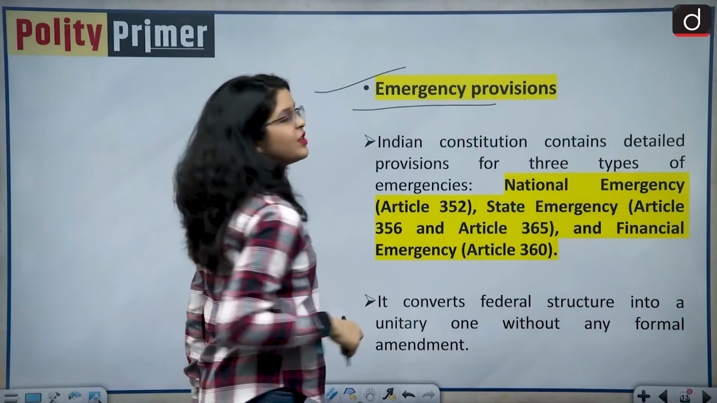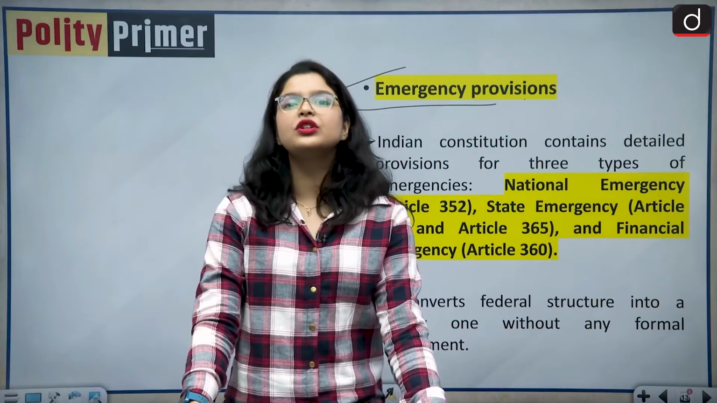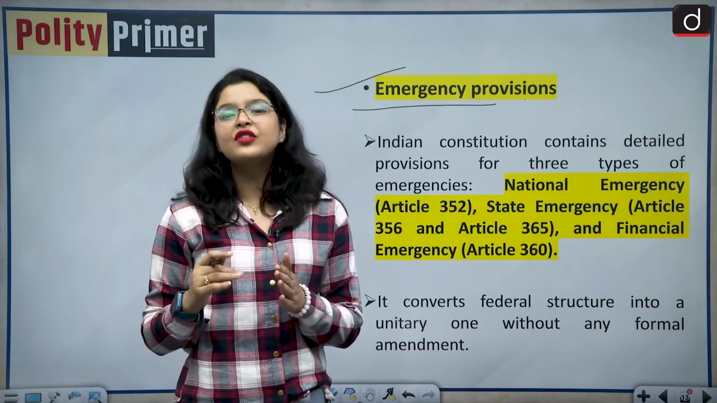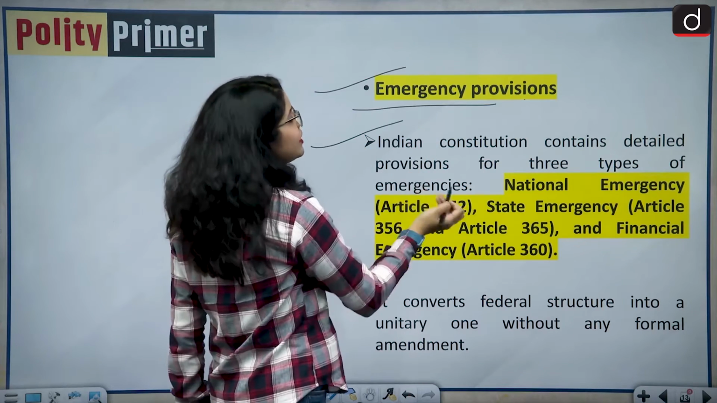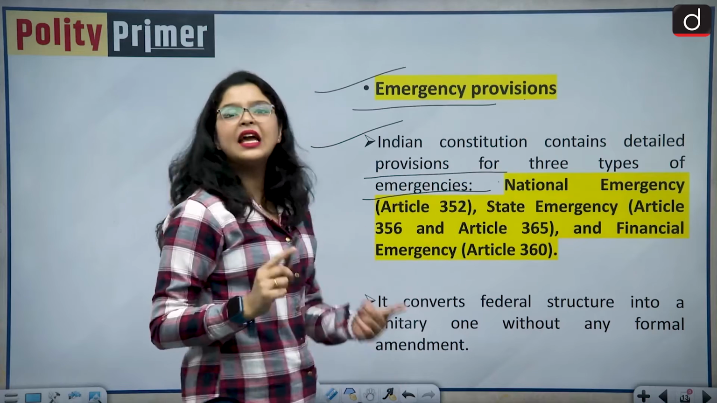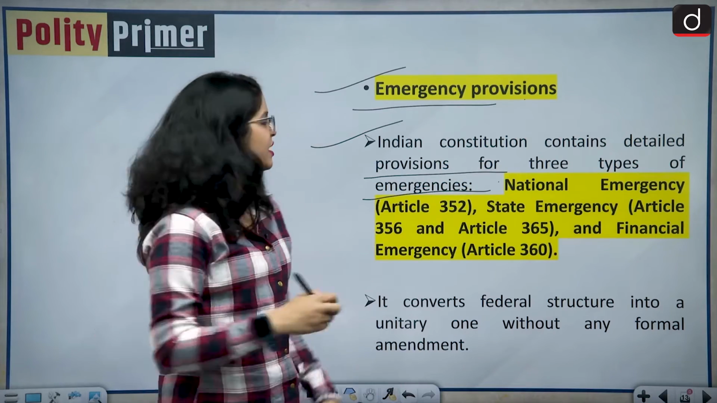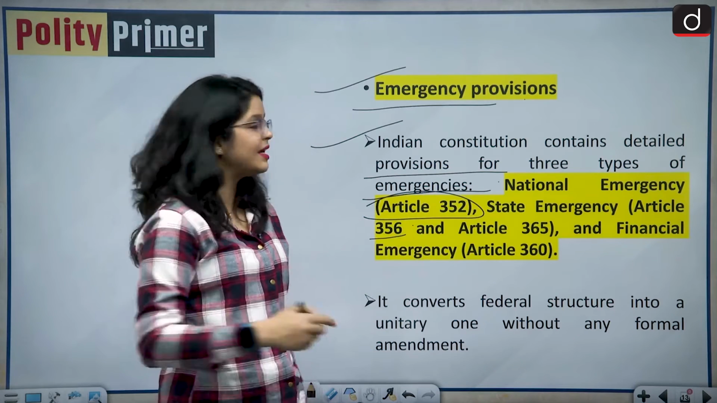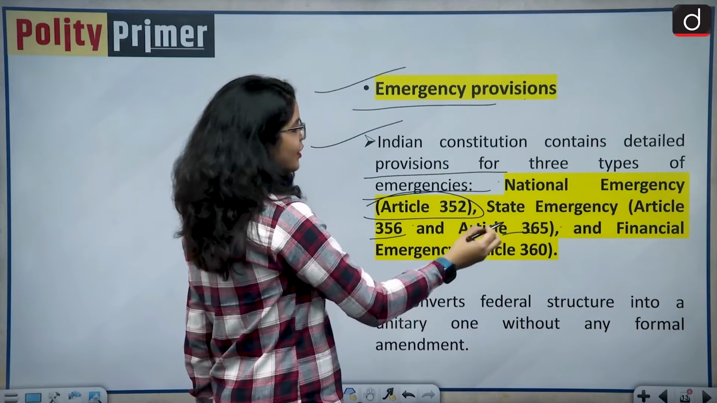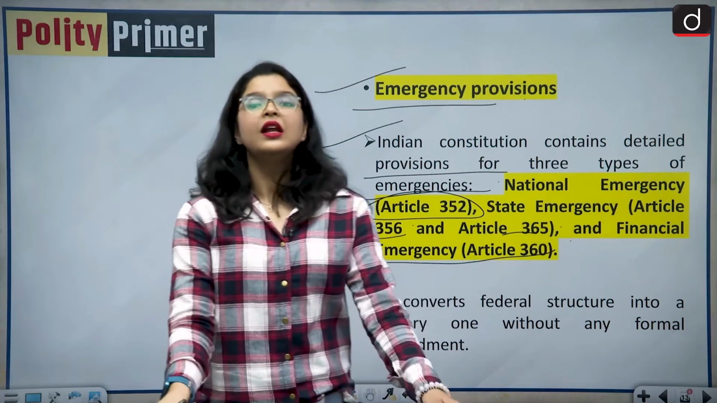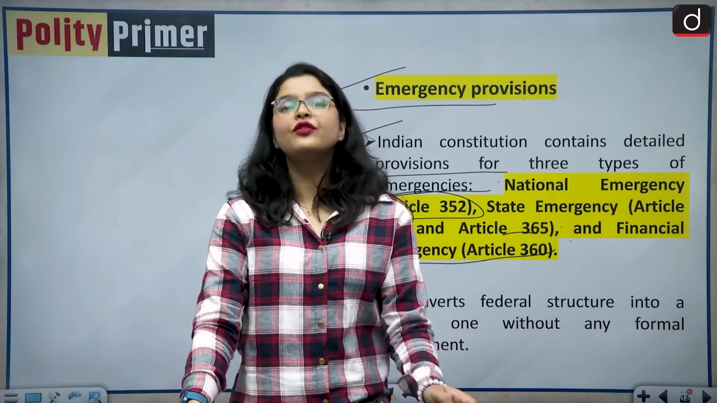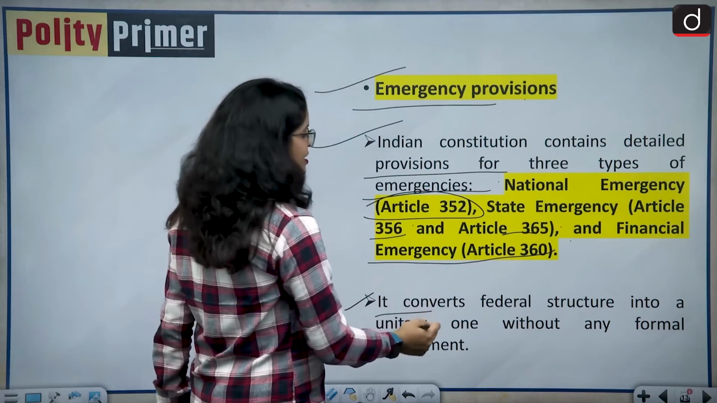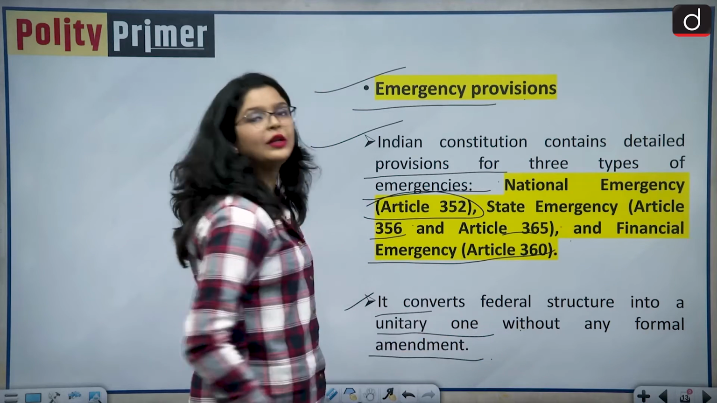Then there are emergency provisions. When I was discussing that our Indian constitution is a federal constitution with unitary bias, I just said that emergency provisions are an example of this. The Indian constitution contains detailed provisions for three types of emergency: national emergency, state emergency, and financial emergency. National emergency is Article 352, state emergency is Article 356, also known as the President's rule in the state, and Article 365, and financial emergency is Article 360. Let me know in the comment box whether a financial emergency has ever been imposed in India or not. And it converts the federal structure into a unitary one without any formal amendment to the constitution.